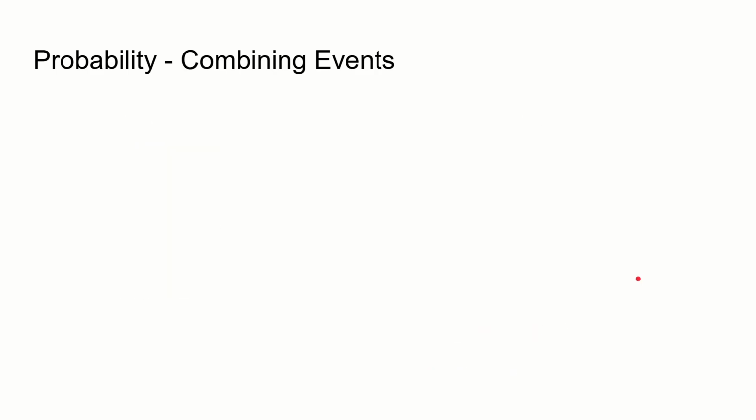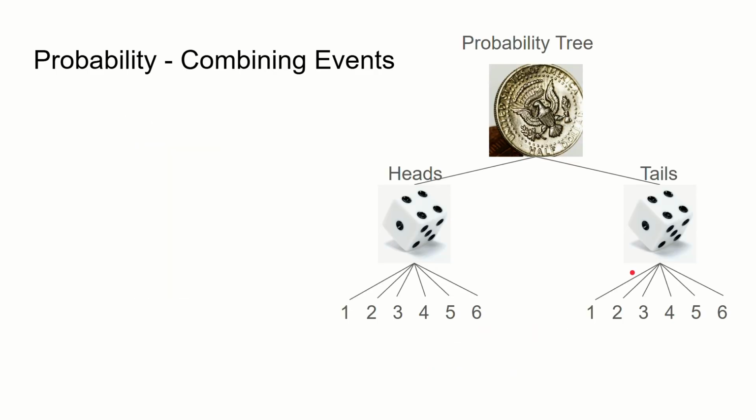What if we want to combine events? So we can use a probability tree. We will combine flipping a coin and rolling a die. So first we flip a coin and we get heads or tails, and then we roll a die and we get 1 through 6. And we see, after doing that, there are 12 total possibilities, rolling a heads and then getting 1 through 6, and then rolling a tails and getting 1 through 6.